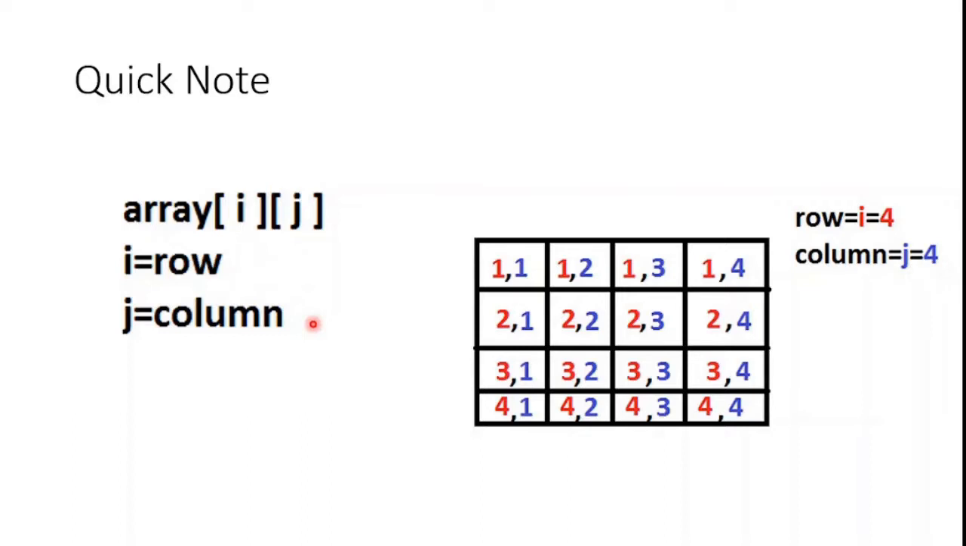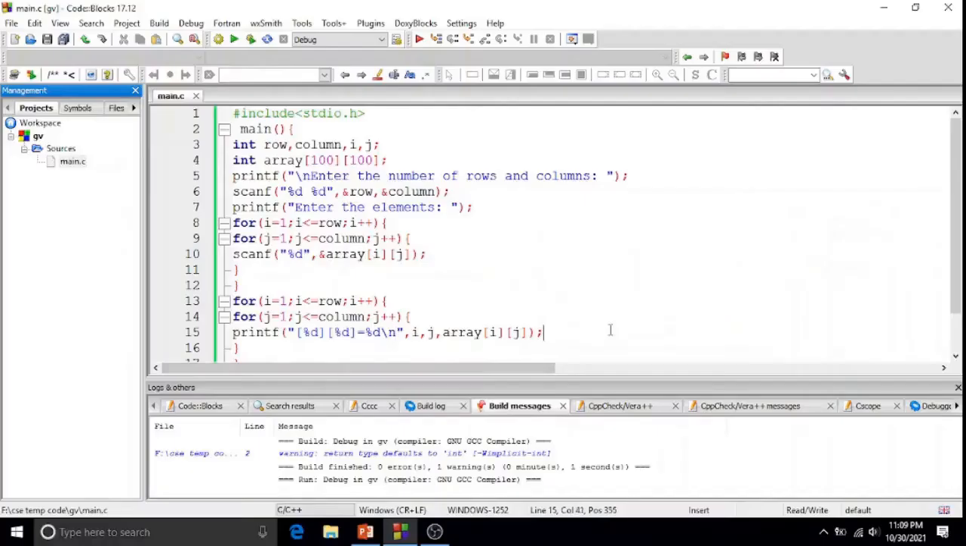Now I'll show you a practical code of a 2D array, and I'll show you how the code in C language is actually written in order to define a 2D array. So let me open up the code blocks. So this is a code for defining a 2D array.